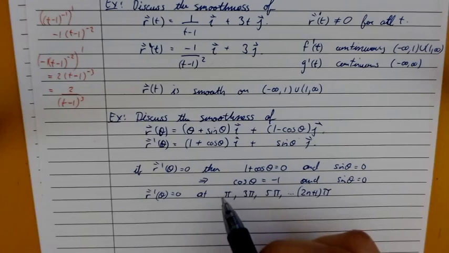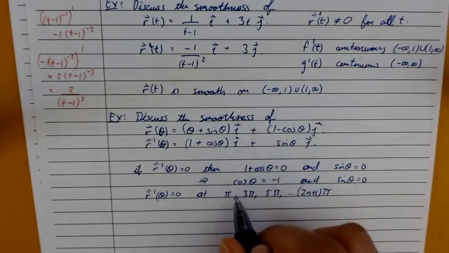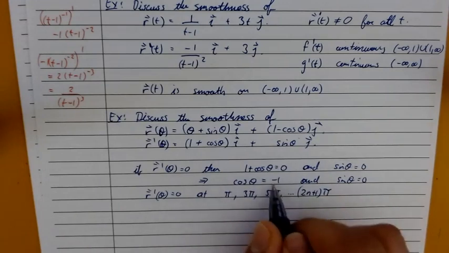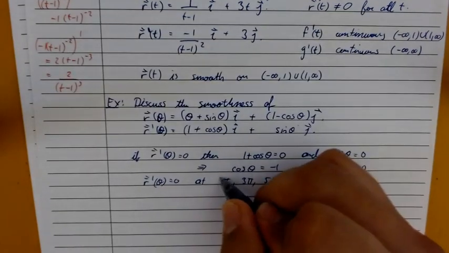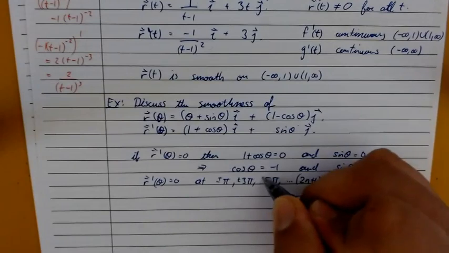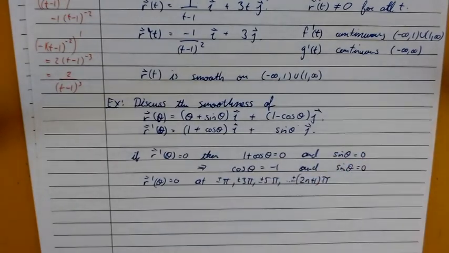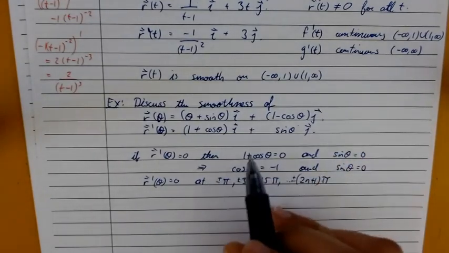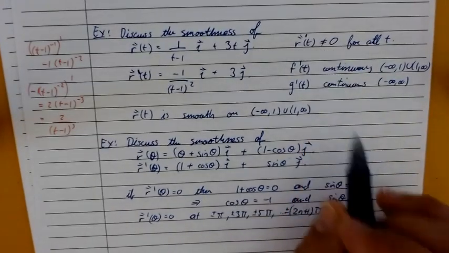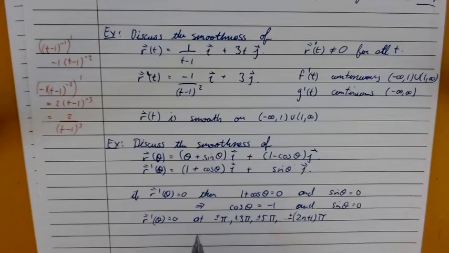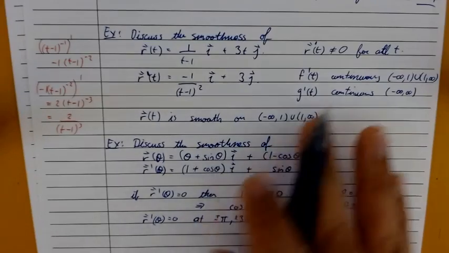And here, that's even plus or minus, right? Because after all, the cosine of negative pi is also negative 1, and the sine of negative pi is also 0. So here, this really should be plus or minus all of these. Okay, so here, there's going to be lots of places where our derivative is equal to 0, which means there's going to be plenty of places where we don't have smoothness.